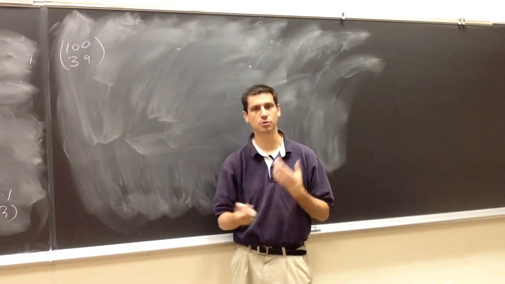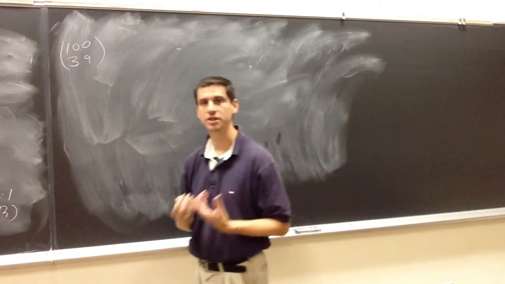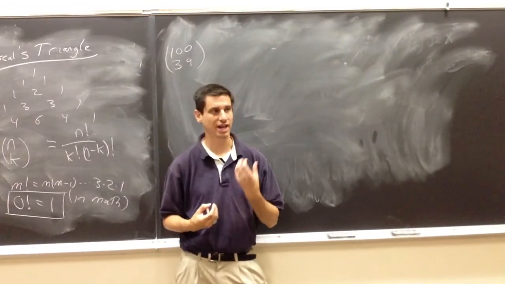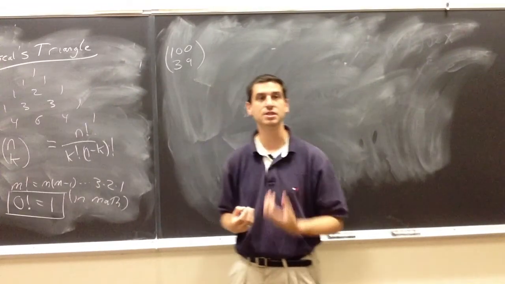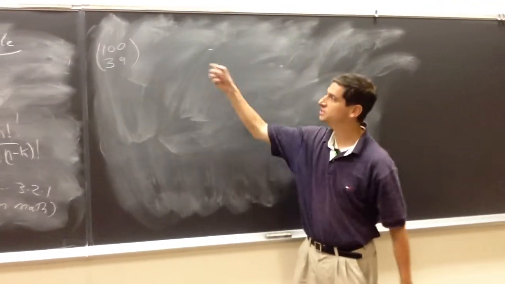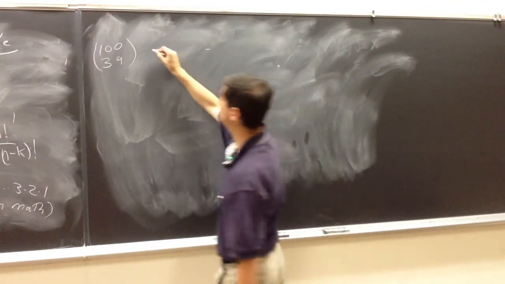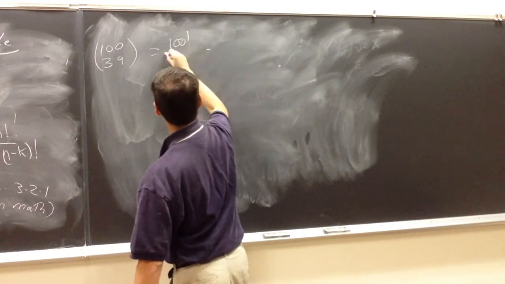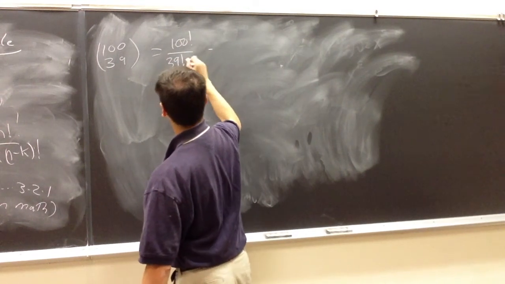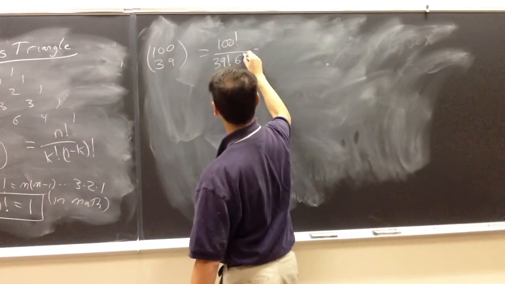This allows me to pontificate on a really important theme: the importance of doing a calculation in isolation, or doing a bunch of similar calculations. So first, there is a good way to do this. This is 100 factorial over 39 factorial, and what do I have to multiply by? 61 factorial.